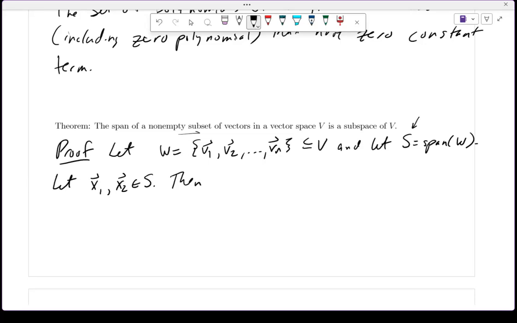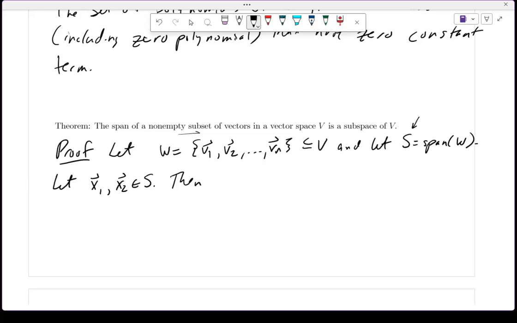If I'm a vector in S, what does it have to look like? S is defined as a span of things. Span is linear combinations. So if I'm a vector in S, what does x have to look like? c1 v1. Yeah, good. Constant times v1 plus constant times v2 and so on down the line, right?